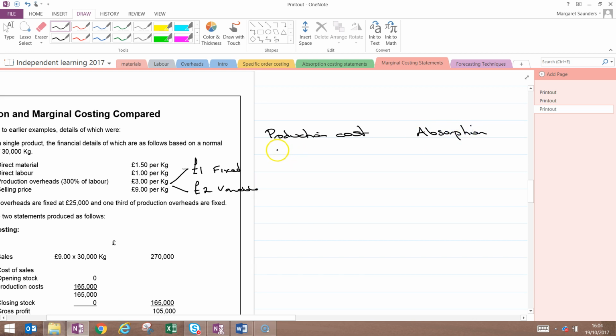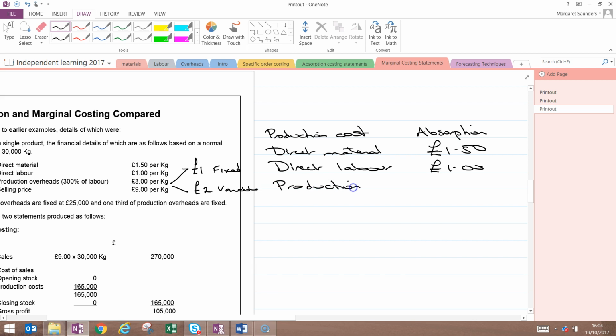So the production cost will include the direct material cost, which is £1.50, the direct labour £1, and with absorption costing we want to include all of the production overheads. So that gives us a production cost of £5.50.